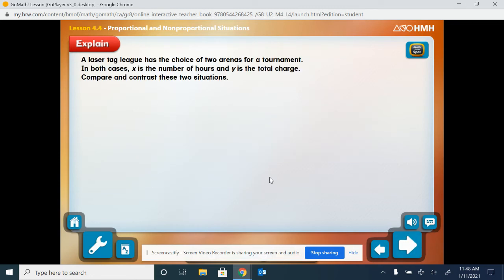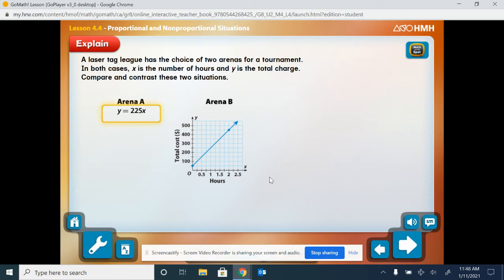A laser tag league has the choice of 2 arenas for a tournament. In both cases, x is the number of hours and y is the total charge. Compare and contrast these two situations. To compare the two arenas, represent the data in similar ways. Graph the equation for arena A.